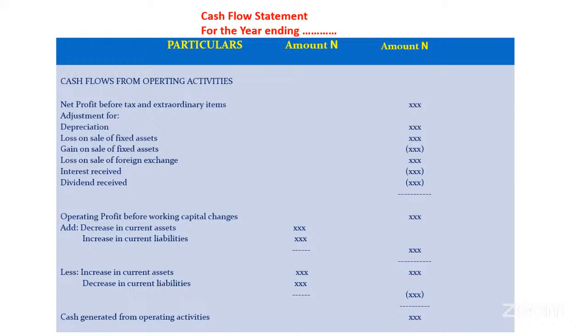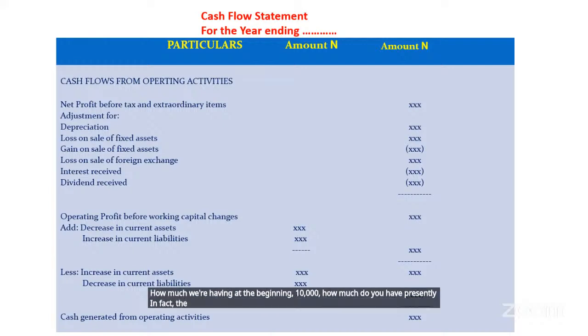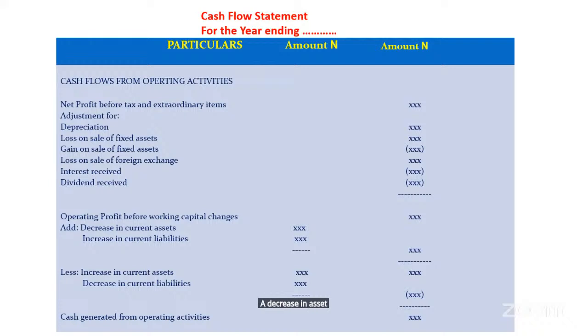What about liabilities? Of course, if there's an increase in liabilities, you add it. For instance, creditors was 10,000 naira at the beginning of the period, and then at the end of the period you have 25,000 naira. Of course, you will ask, how much were you having at the beginning? 10,000. How much do you have presently? 25,000 naira. The difference between 25,000 and 10,000 is 15,000 naira. That's what is an increase. So you add it. That is, a decrease in asset and an increase in liability. When you add them together, you bring a figure here.